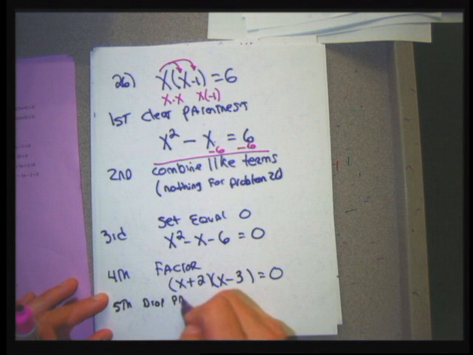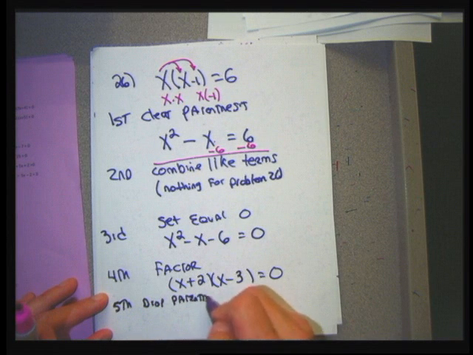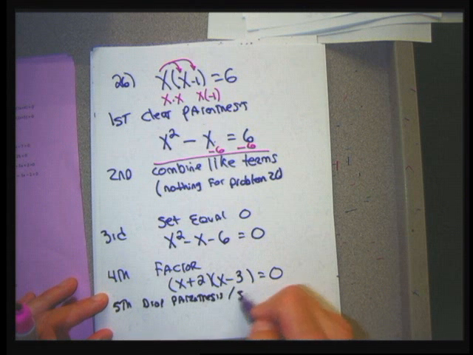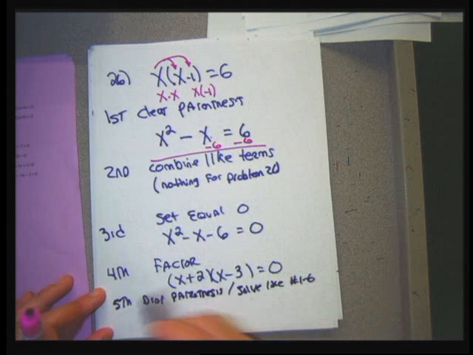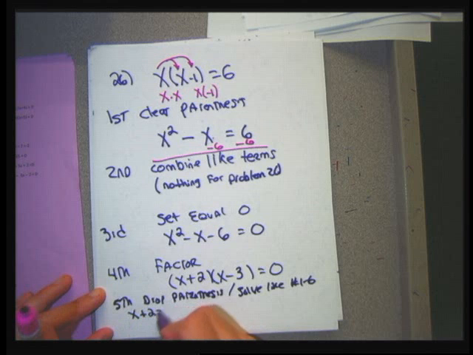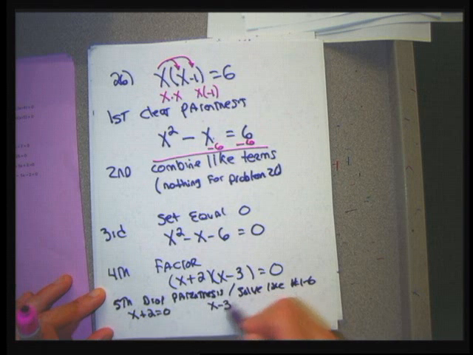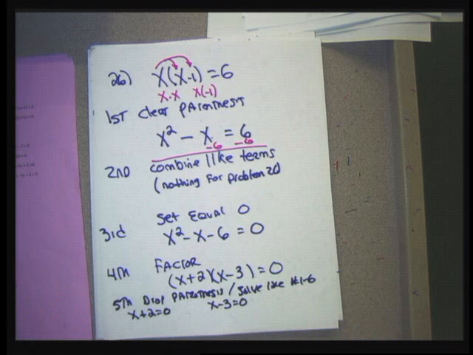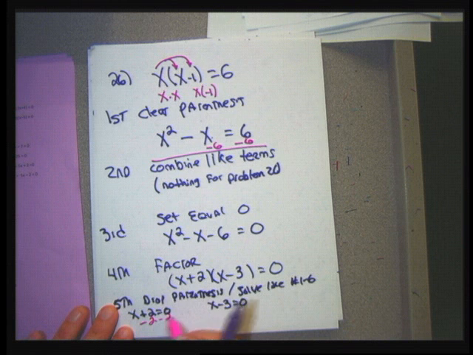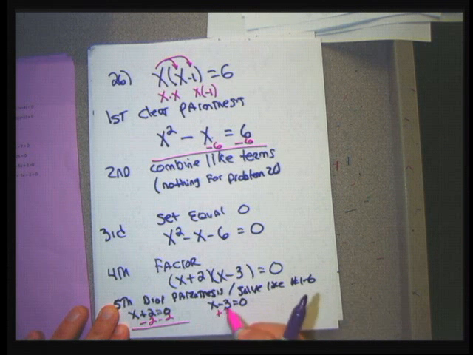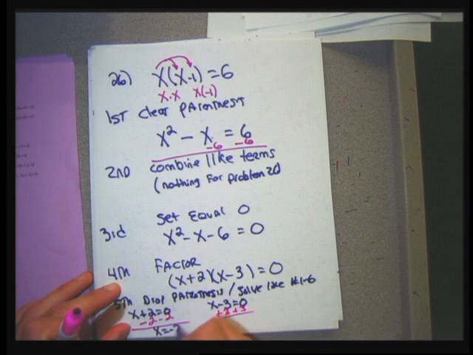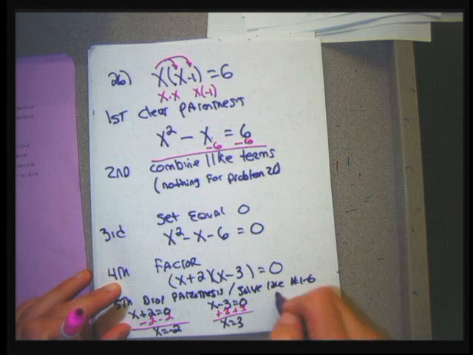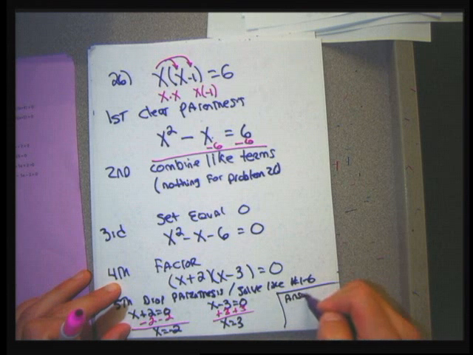now I'm going to drop the parentheses and solve like numbers 1 through 6. So I'm going to go x plus 2 equal to 0, x minus 3 equal to 0. For the x plus 2, I'm going to minus 2 from both sides and get x equal to minus 2. For the x minus 3, I'm going to add 3 to both sides and get x equal to 3. So the answers to this problem are negative 2 and positive 3.